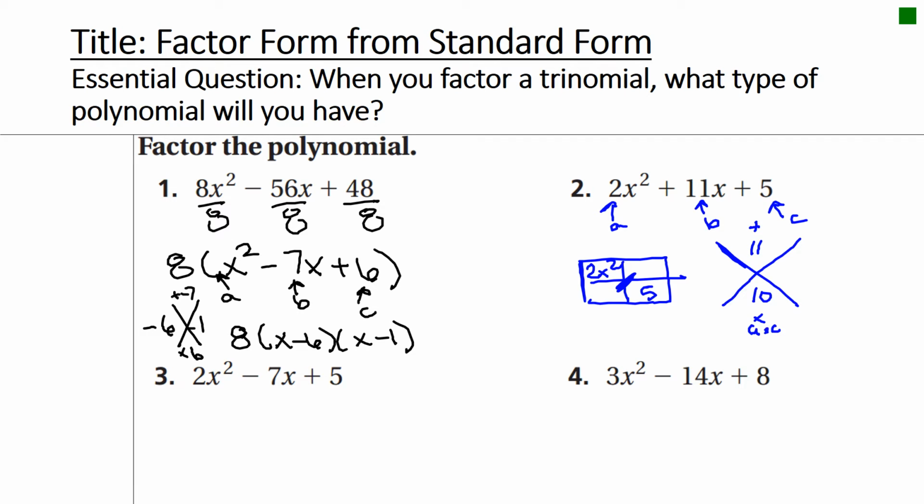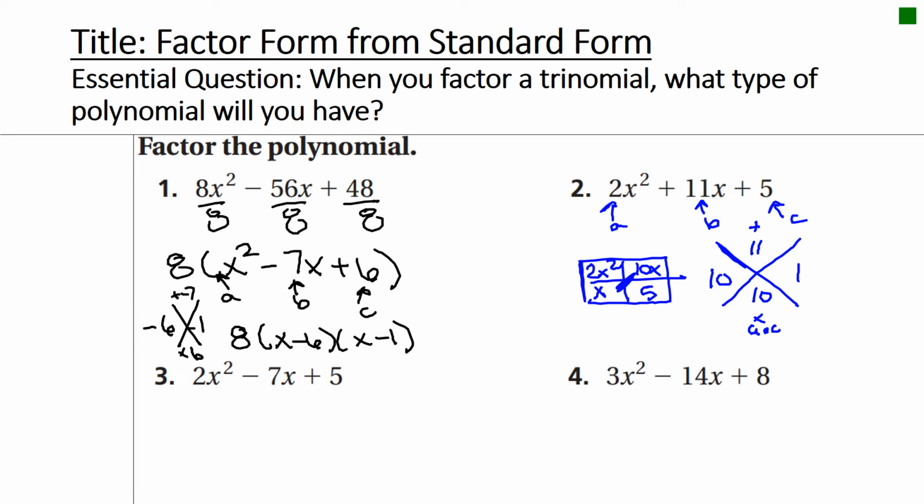Before, I didn't talk about an a in our previous video a couple nights ago because a was 1, and 1 times anything is anything, so we didn't need to worry about it. But now we do. And a, which is 2, times 5 is 10. So what two numbers add up to 11 and multiply to 10? The only thing I can think of is a 10 and a 1. Are you following me? Okay, so what we put in our box now is a 10x and an x.